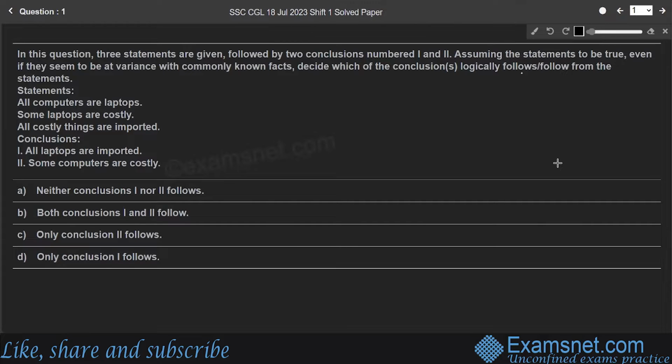Hello students. Today we are going to solve the SSC CGL examination paper, which is Staff Selection Commission Combined Graduate Level Examination paper, 18th July 2023 paper, which is Shift 1 paper. A very best of luck to you all.